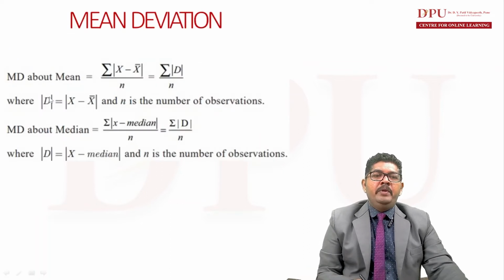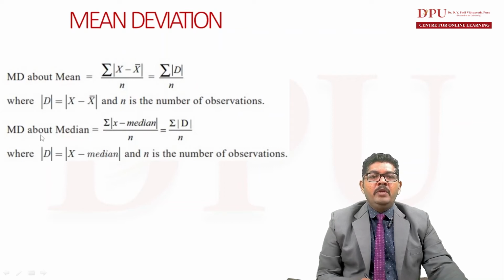So mean deviation about mean is given by summation of modulus of x minus x bar. So these deviations are calculated about x bar. We take modulus values. Modulus values means the positive values only. Even if they are negative, we convert them into positive. So summation of deviations divided by n, where n is the number of observations. So this is how we calculate the mean deviation about mean.